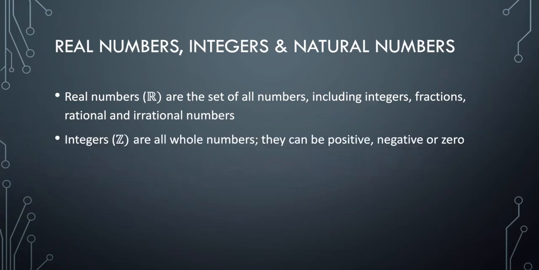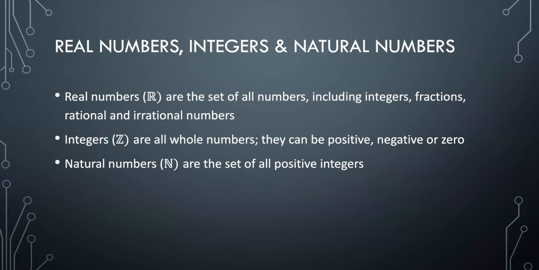So integers are all whole numbers. They can be positive, negative, or 0. 1, 2, 3, 4, like that, whole numbers, and negative, positive, and 0 is there. When we are measuring the temperature, we can say 0, negative 5, positive 8, like that. Natural numbers are the set of all positive whole numbers.